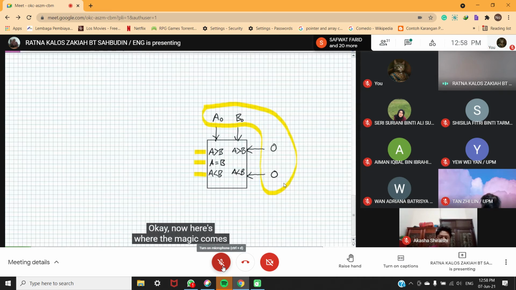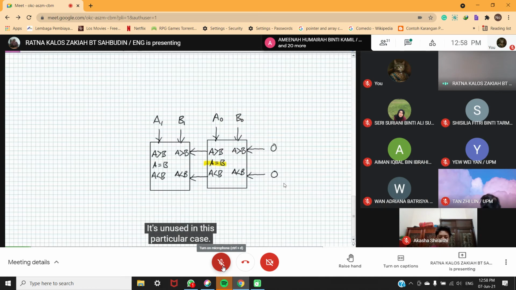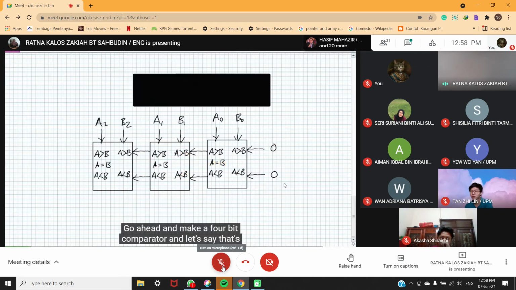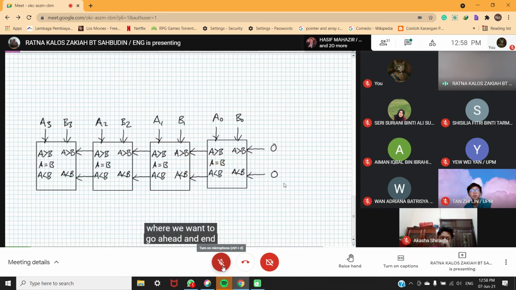Okay, now here's where the magic comes in when you use the structural approach. You want to make a 2-bit comparator? Just take that single 1-bit comparator and hook it up in the following fashion. Just don't hook up that output. It's unused in this particular case. All the next highest order comparator needs to know, namely this one here, is if it's greater than or less than. And again, what do you think you're going to do to make the 3-bit comparator? Obviously, just add another one. There you go. Then make the 4-bit comparator. Let's say that's where we want to end.